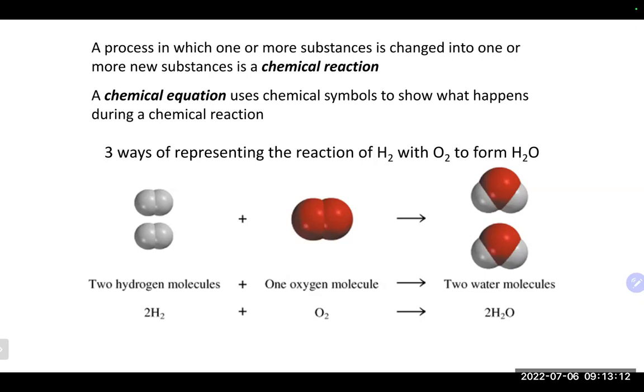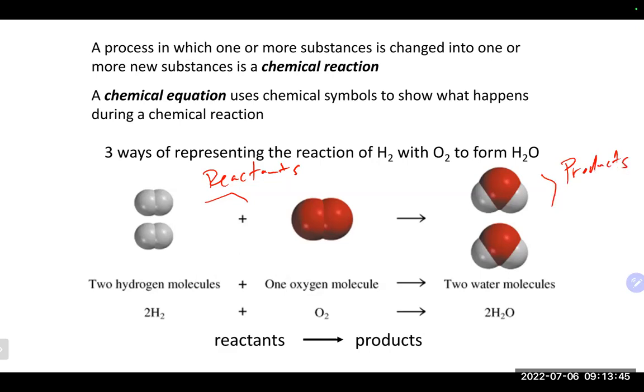Here are some different ways to represent equations. On the left-hand side of the arrow, these are all our reactants. Those are the starting materials in a chemical reaction. They're the ones that are going to break all their bonds as they progress through the reaction. And as they reassemble those bonds on the other side of the arrow, those are our products. Our products are our new compounds, the molecules that are formed as a result of a chemical reaction.